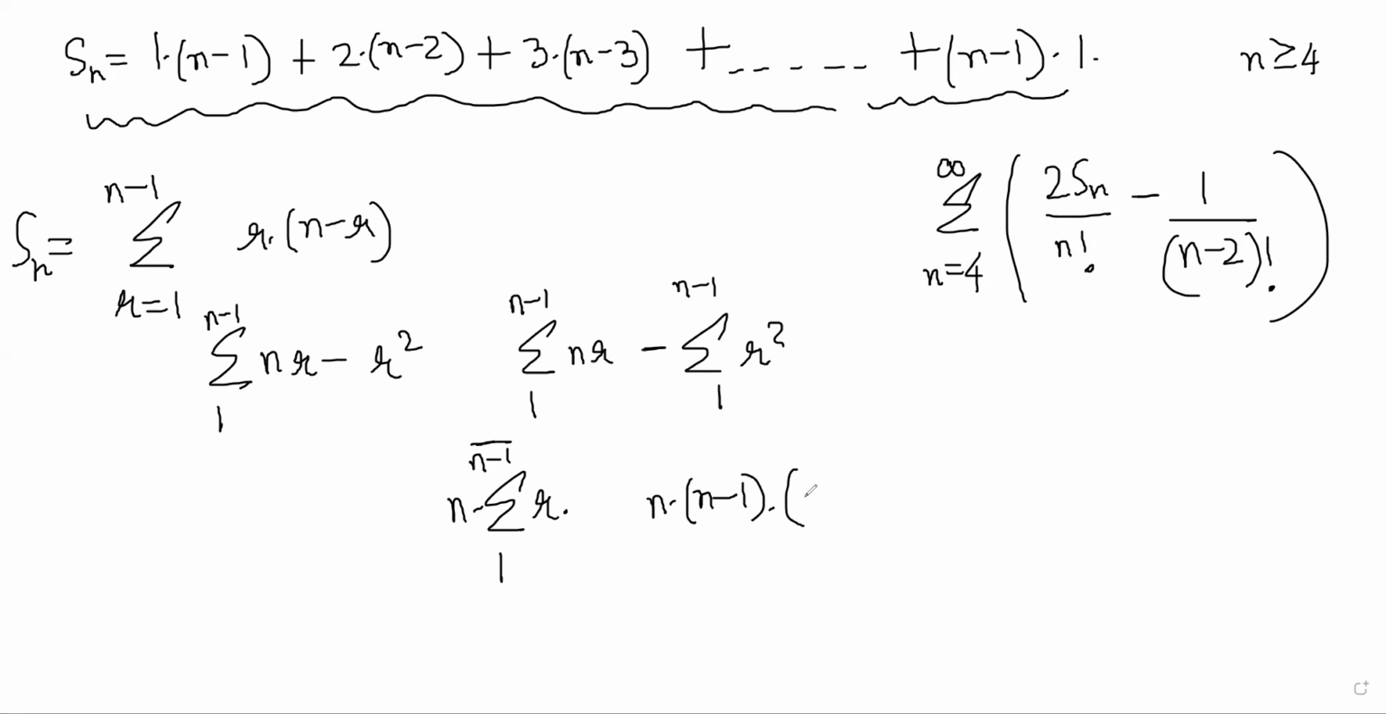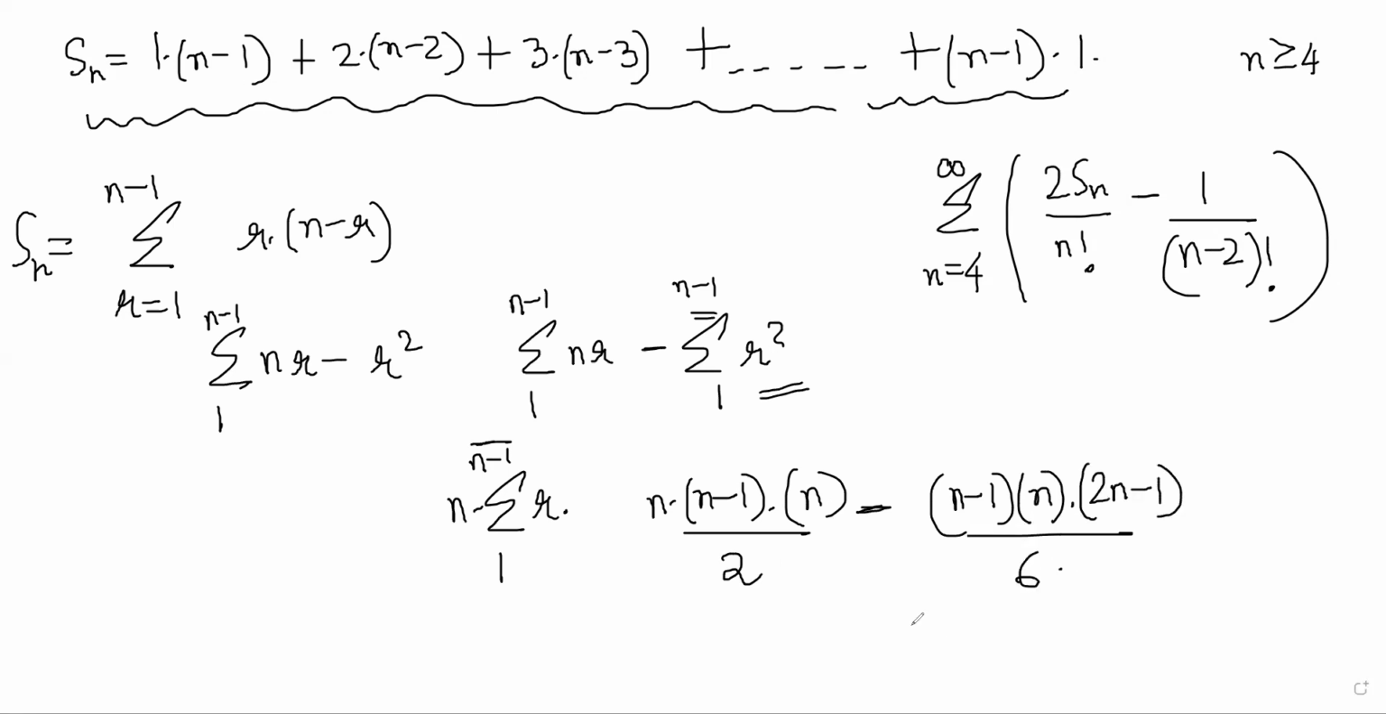n minus 1 plus 1, which is n by 2. Minus, this is the formula n into n plus 1 into 2n plus 1 by 6, but instead of n, I have to put n minus 1. So n plus 1 will become n, and 2n plus 1 will become 2n minus 2 plus 1, so 2n minus 1 by 6. Right? This is the summation.